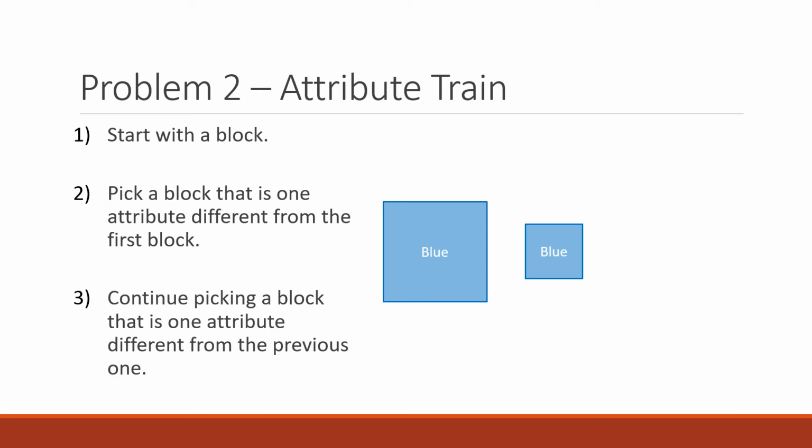Now we can continue picking a block that is one attribute different from the previous one. Since I have a smaller blue square, I can pick a red square that is the same in size, but their only difference is in color. And we can continue picking the block that is one attribute different. So we can pick a red triangle. They're both red, but one is a triangle whereas the other is a square.